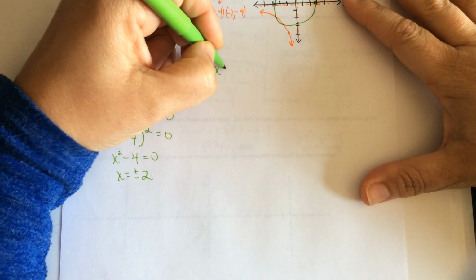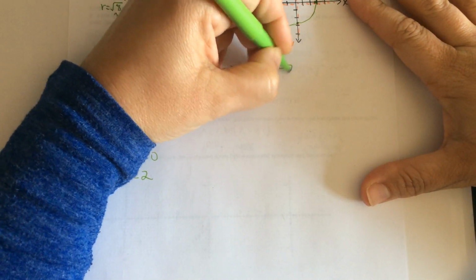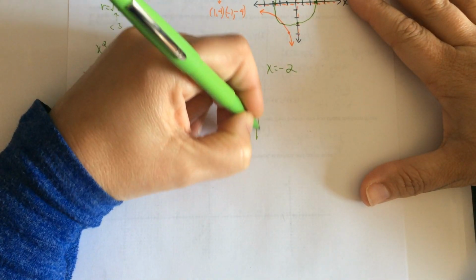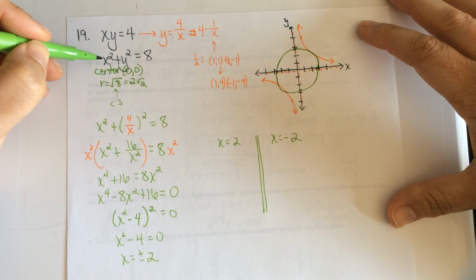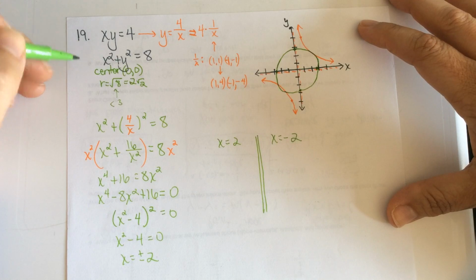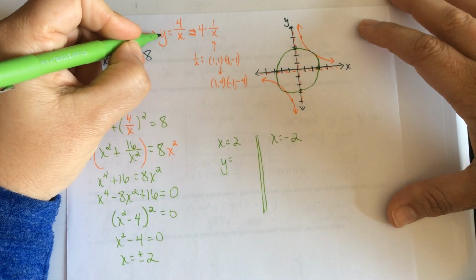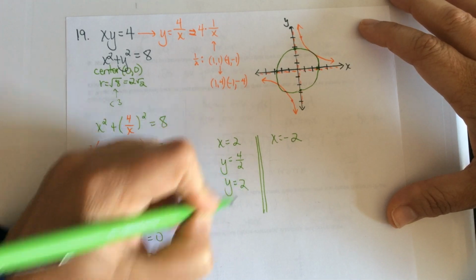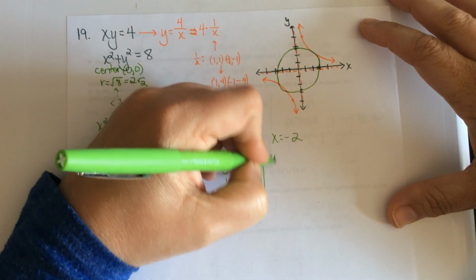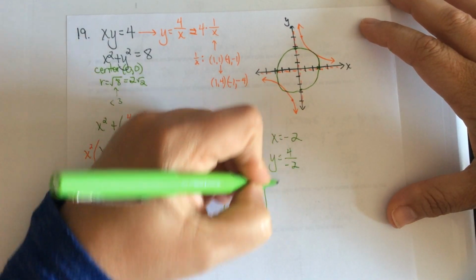And then we're going to find the y values for each of those x values by subbing back in. I mean, plug it in where it's easiest. If you want to plug it in here, you can, but don't be a martyr. I'm going to go y equals 4 over x. And y equals 4 over x.